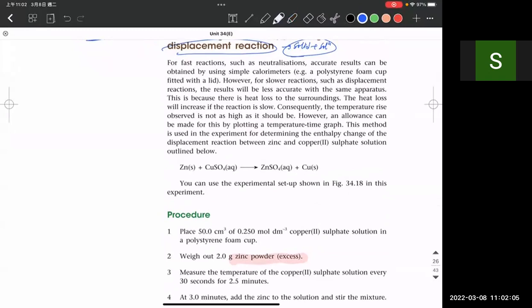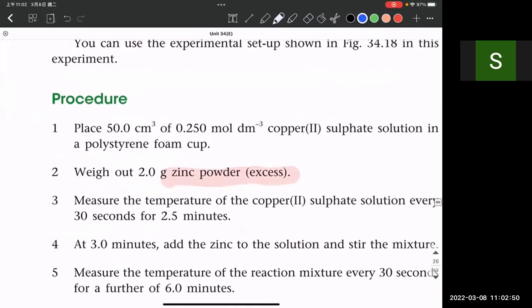For insurance, right? To ensure something. Once again. I just underline this. Tell me why. To ensure a complete reaction.